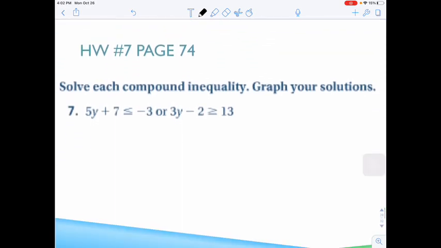On page 74, we have number 7. Solve each compound inequality, graph your solutions. 5y + 7 ≤ -3, or 3y - 2 ≥ 13.